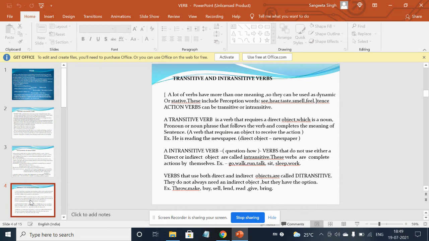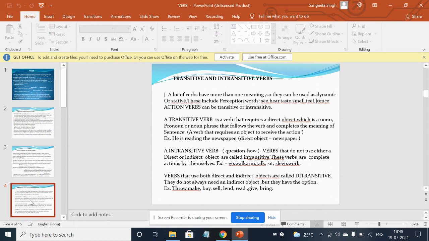A lot of verbs have more than one meaning, so they can be used as dynamic or static. These include perception words, which are related to our sense organs. Example: see, hear, taste, smell, feel.